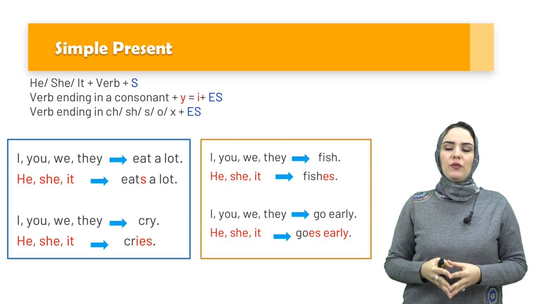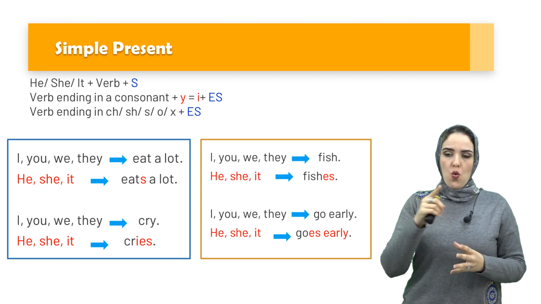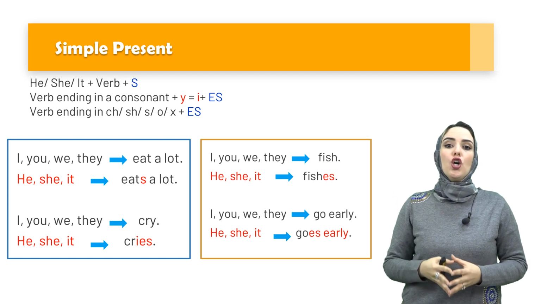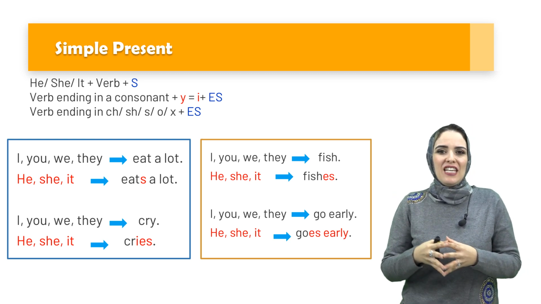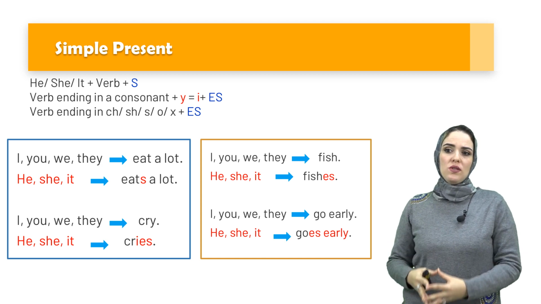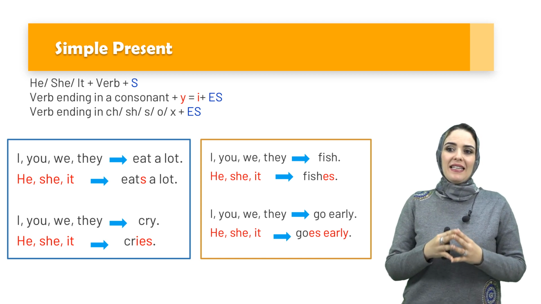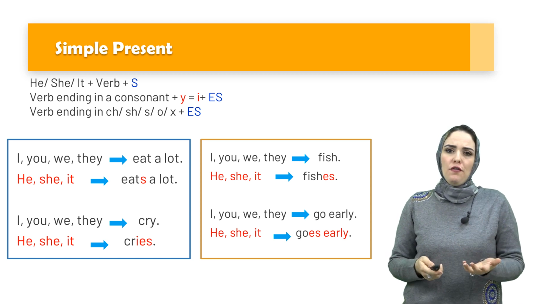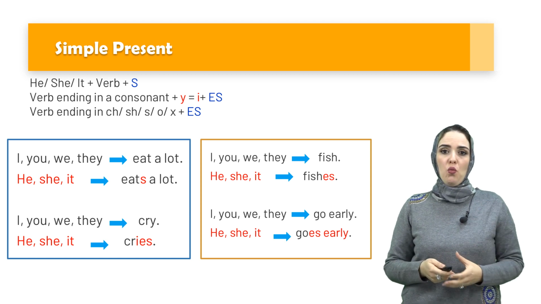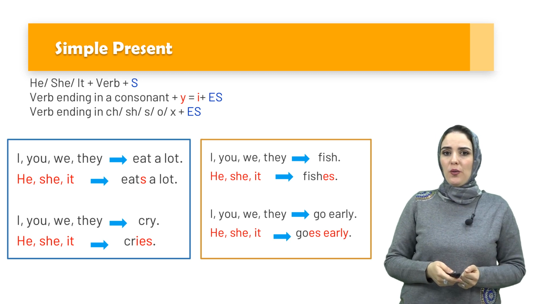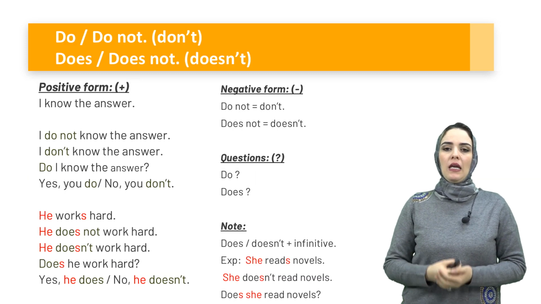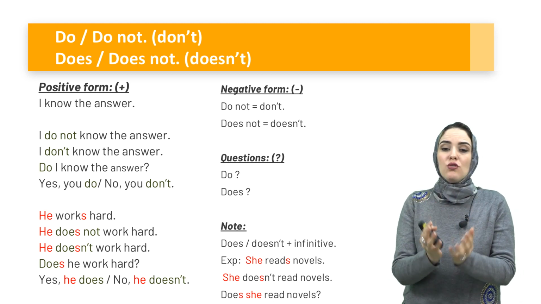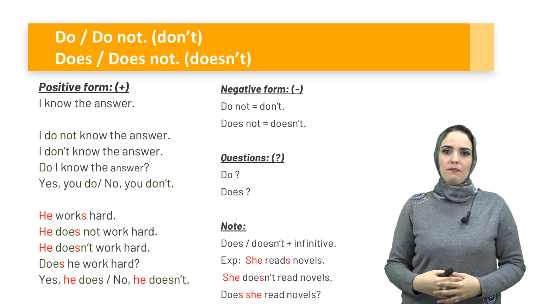Another verb. Go. O. I, you, we, they go early. He goes. She goes. It goes. ES. Okay? Even the verb to do. She does her homework. He does his job very well. ES.